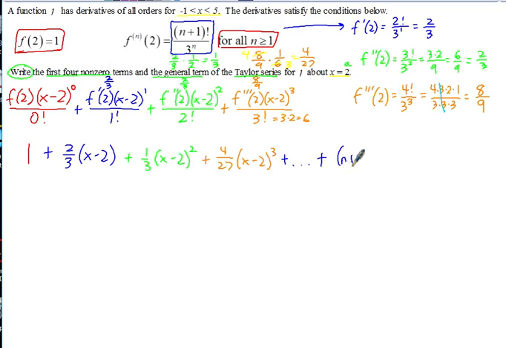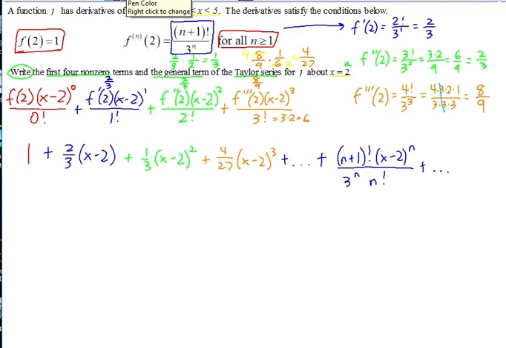So the n plus 1 factorial, and then divided by 3 to the n. But then don't forget, we still have this x minus 2 is part of our formula for the answer, to the n power, right? That's 0, then 1, 2, 3. And then don't forget, it's also got this n factorial there. So divided by n factorial. So we just have to put it together, the rest of it, plus dot, dot, dot. So there's our first 4 non-zero terms and the general term.